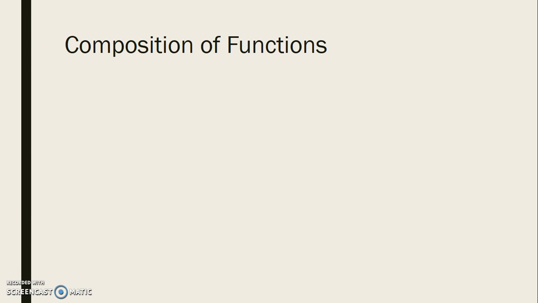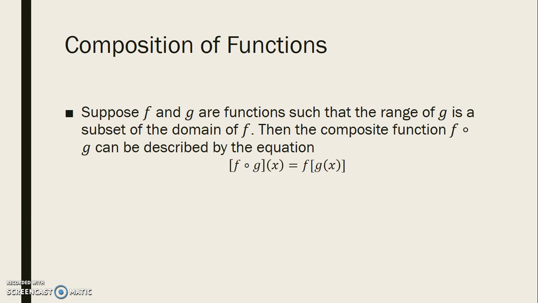So, let's talk about composition of functions. We have this long definition that says, suppose f and g are functions such that the range of g is a subset of the domain of f. Then the composite function, f of g, can be described by the following equation. So f composed of g of x equals f of g of x. So pretty much we're taking our functions and putting them into each other. So let's see what that looks like in a couple examples.